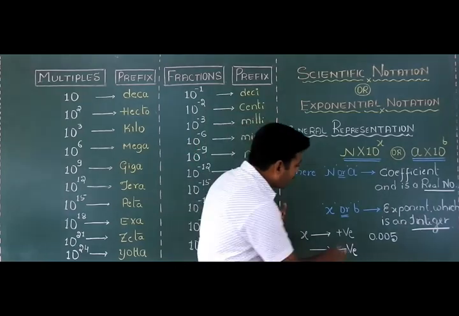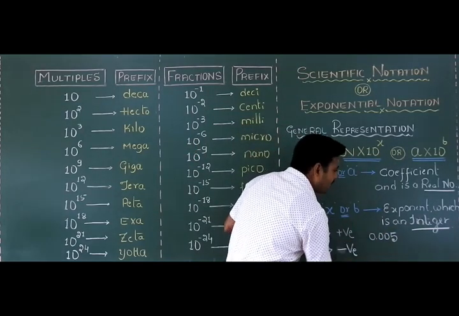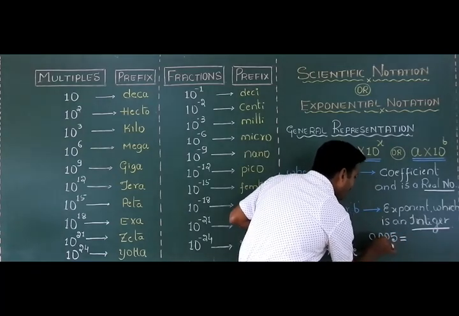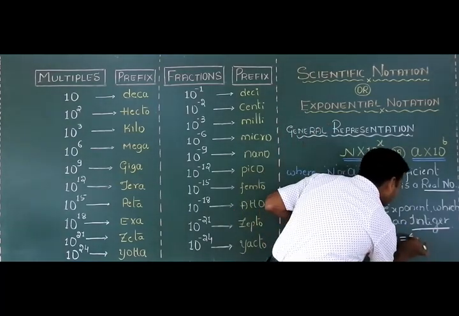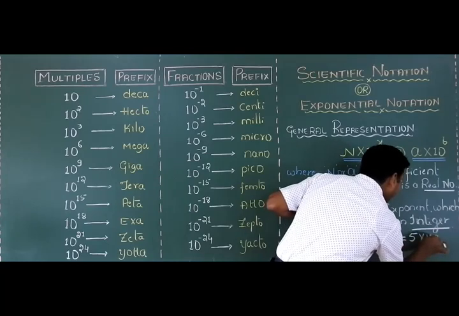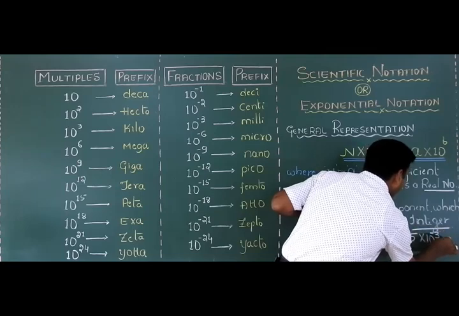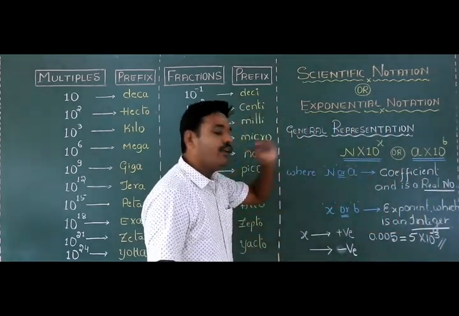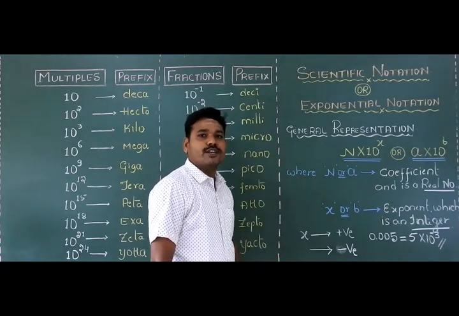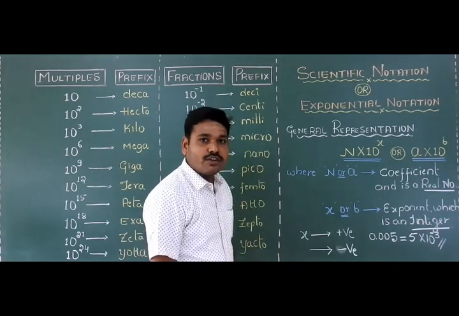So here the given number is 0.005. So let us count the number of digits. So 1, 2, 3. Then you shift the decimal point. So this number is expressed in terms of 5 into 10 to the power of minus 3. This is the scientific notation or exponential notation for the given number. Students, please remember this scientific notation concept.